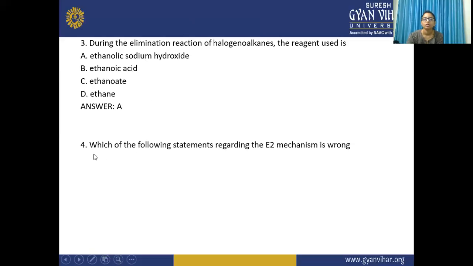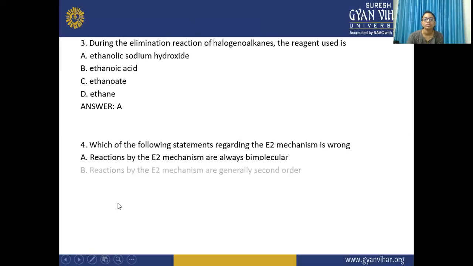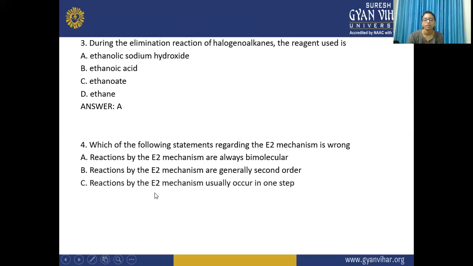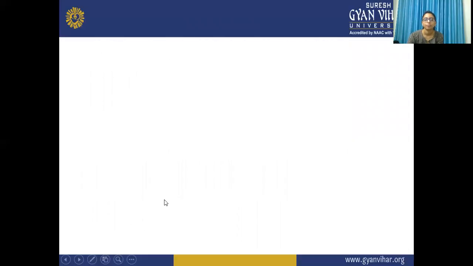Now the fourth question is, which of the following statements regarding the E2 mechanism is wrong? Reaction by the E2 mechanism are always bimolecular. Reaction by the E2 mechanism are generally second order. Reaction by the E2 mechanism usually occur in one step, and reaction by the E2 mechanism usually occur in two steps. So answer is D.